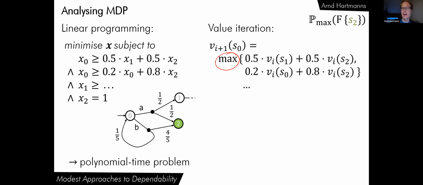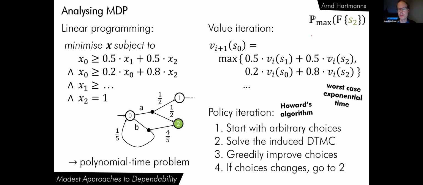You simply get an additional max operator if we're looking at maximum probabilities, or a min operator if you're looking at minimum probability. And value iteration actually is worst case exponential time, but in practice, it works better, and that's what everyone's using. You can also use policy iteration.